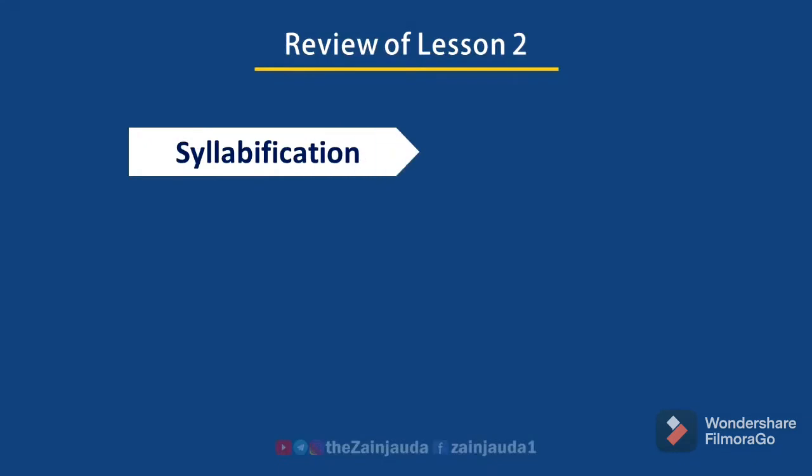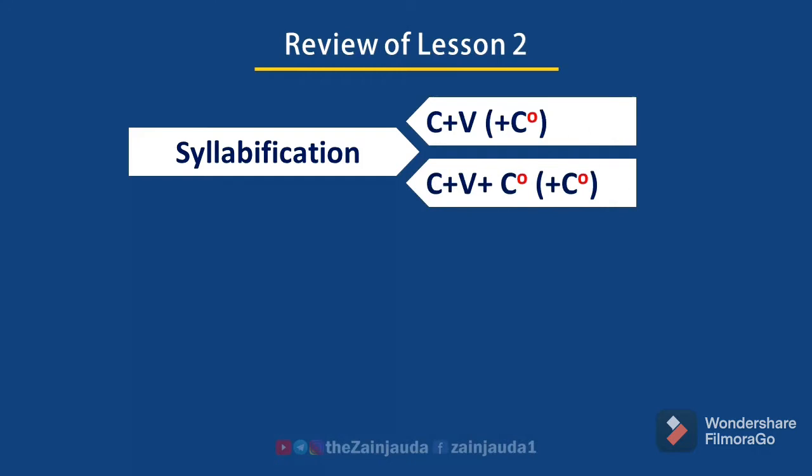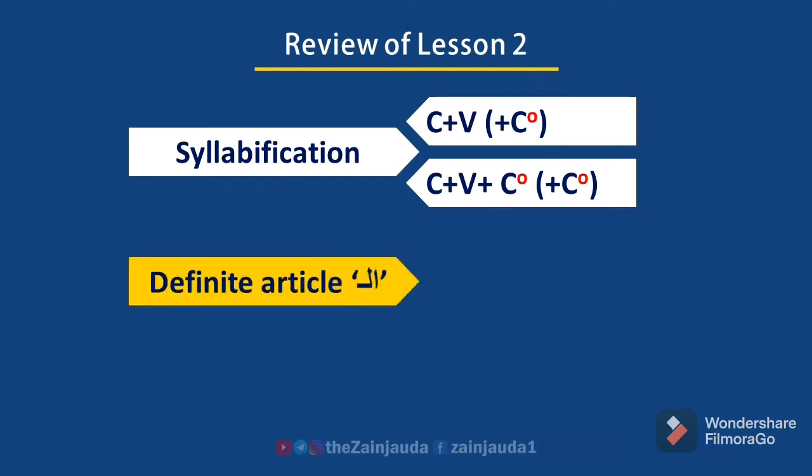In lesson number 2, we explained the syllabification in Arabic and said that it is very necessary to learn in order to master Arabic pronunciation. We said that a syllable starts with a moved consonant and includes all the vowels and unmoved consonants that follow it. We explained the definite and indefinite words, the nakira and mu'arrafa.